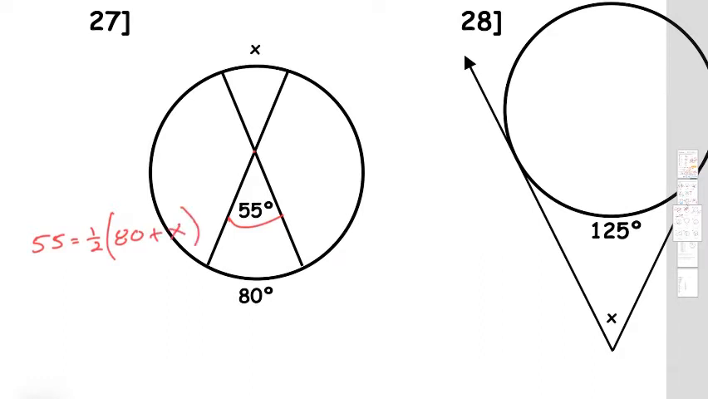So just how we did on the other one, I have to get rid of the 1/2. And so to get rid of the 1/2, I multiply both sides by 2. So on the left side, I get 110, and I get rid of my 1/2, and I'm left with 80 plus X. Last step is subtract 80 on both sides, and I get an answer of X equals 30 degrees.